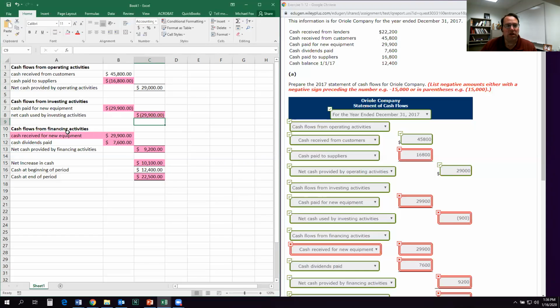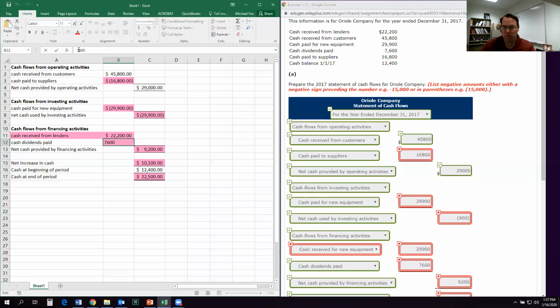And so the next section, cash flows from financing activities, you had cash received from new equipment, but I don't see any cash received from new equipment here. And so actually the financing activity is going to be, let's see, cash received from lenders. And then the other one you had right, the cash dividends paid. So the cash received from lenders was 22,200, and the cash dividends paid was a negative 7,600.